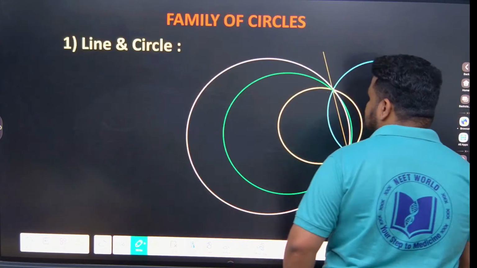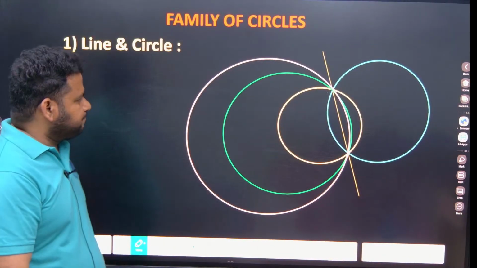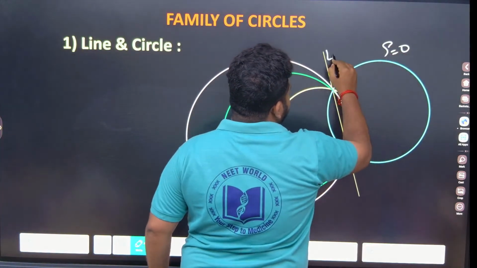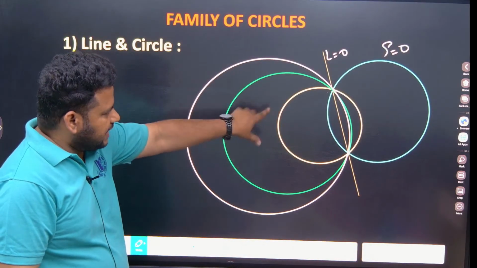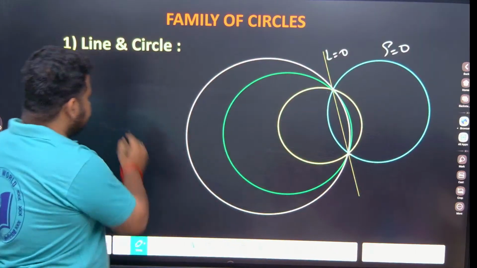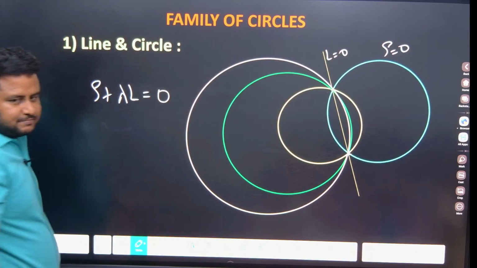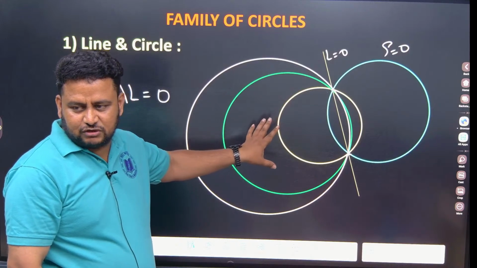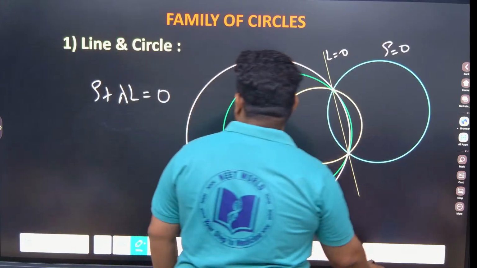Okay, listen. So line and a circle, family of circles, now we have come to family of circles. A circle S equal to 0 is given, and this line L equal to 0 cuts it at 2 points. The equation of this is given by S plus lambda L is equal to 0, which you know, correct? So when a circle is cut by a line, you write S plus lambda L is equal to 0.